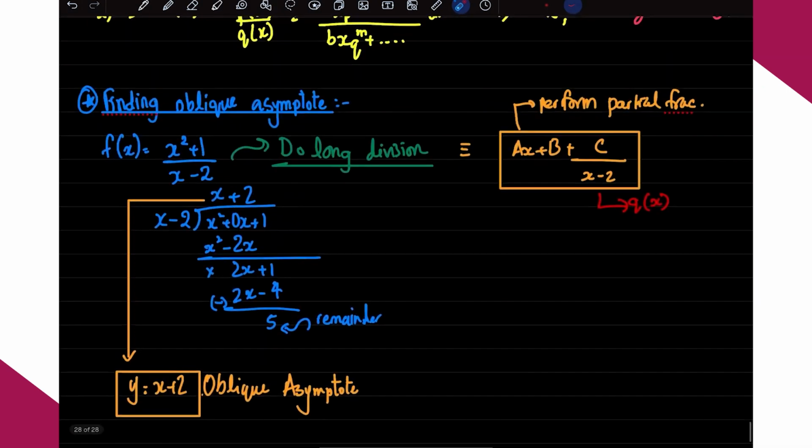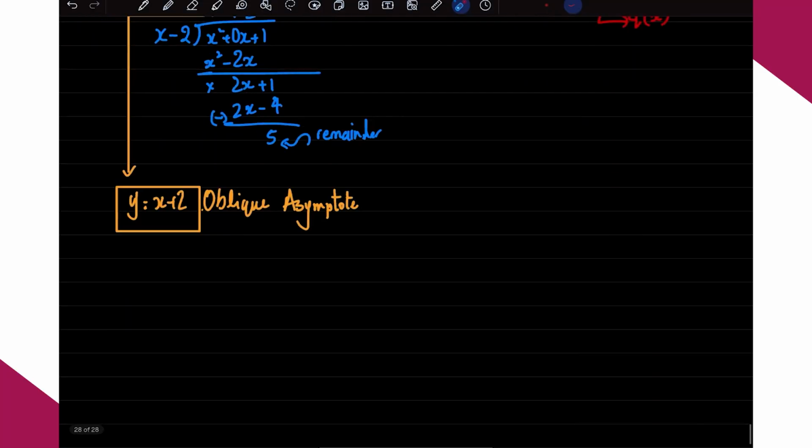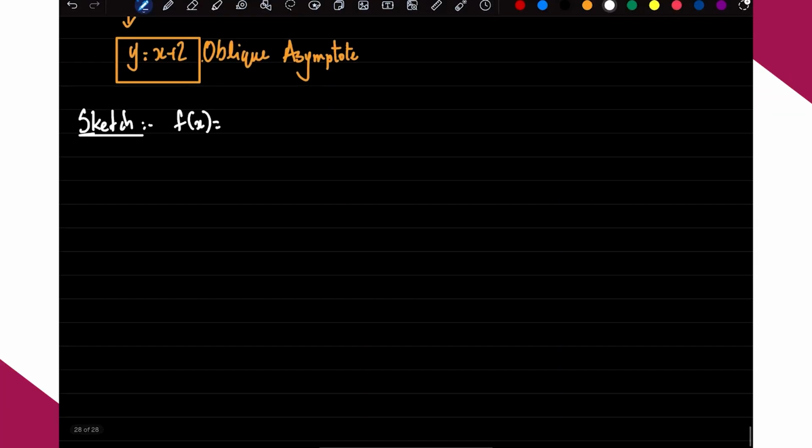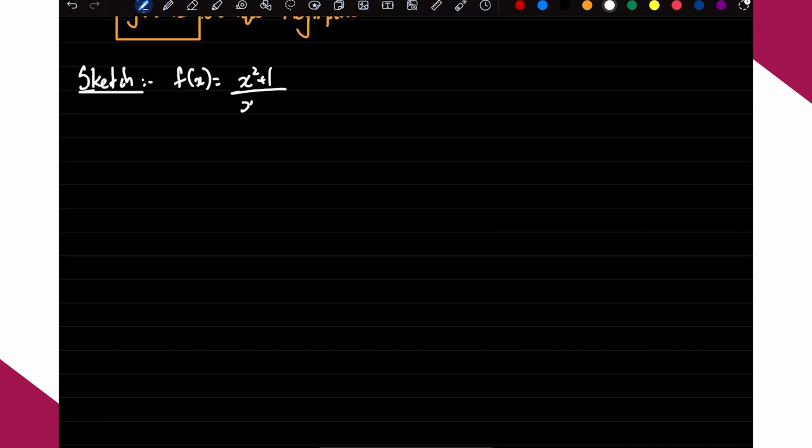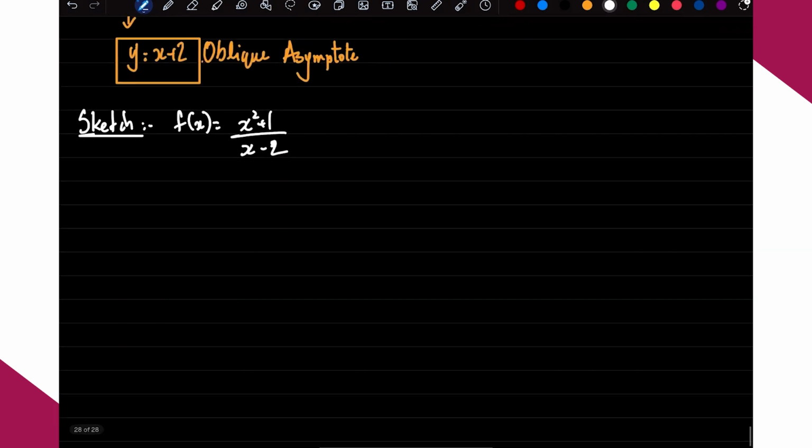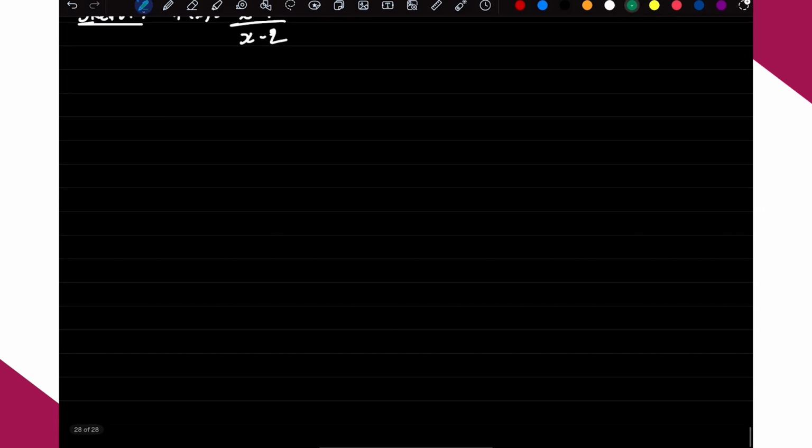So now let's go ahead and try to draw this graph. Let's try to sketch f of x is equal to x squared plus 1 over x minus 2. So in this case, let's first go ahead and draw our axes. Just going to use my white ink. Right, like that.